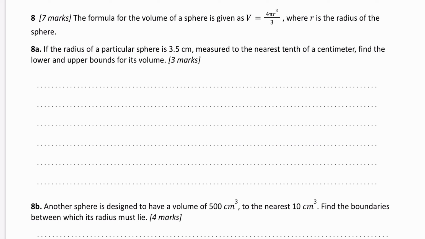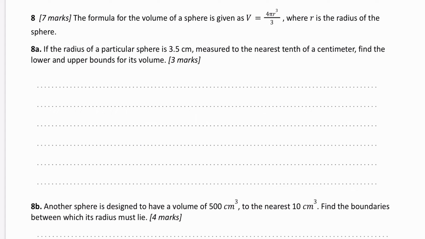You're told that the formula for the volume of a sphere is 4/3 pi r cubed, where r is the radius of the sphere. And you're told that the radius of a particular ball or sphere has been measured to 3.5 centimeters, but only to the nearest tenth of a centimeter. We need to find the upper and lower bound of the volume.